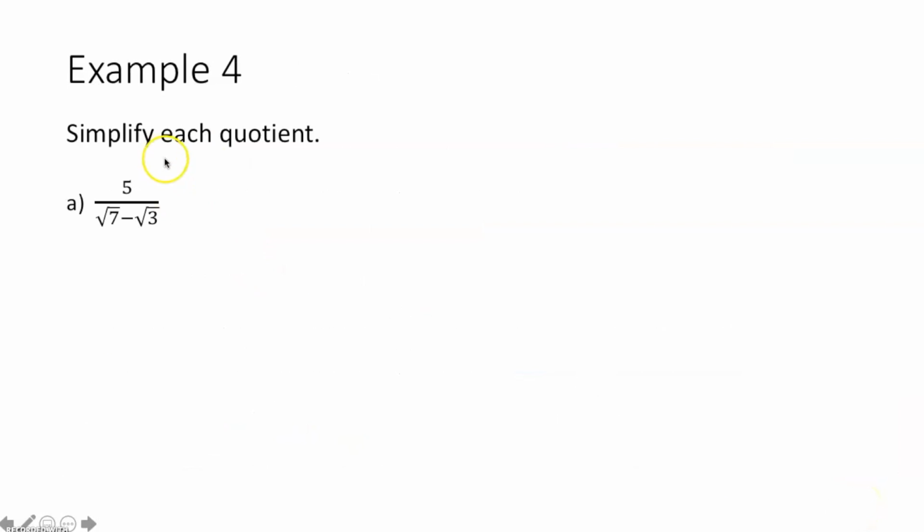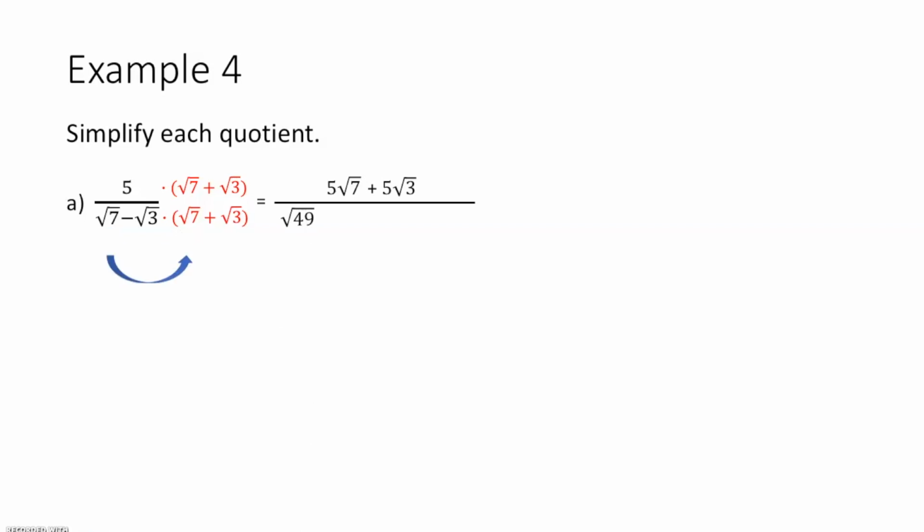Now, example 4, we're simplifying each quotient. So here, we have 5 over rad 7 minus rad 3. So we got to multiply by the conjugate to the numerator and the denominator. So our conjugate, instead of being rad 7 minus rad 3, it's going to be rad 7 plus rad 3. So in our numerator, we distribute 5 times rad 7, 5 rad 7. 5 times rad 3, 5 rad 3. In our denominator, we got to FOIL. So rad 7 times rad 7, rad 49. Rad 7 times rad 3, rad 21. Negative rad 3 times rad 7, negative rad 21. And then negative rad 3 times positive rad 3 is going to be negative rad 9.